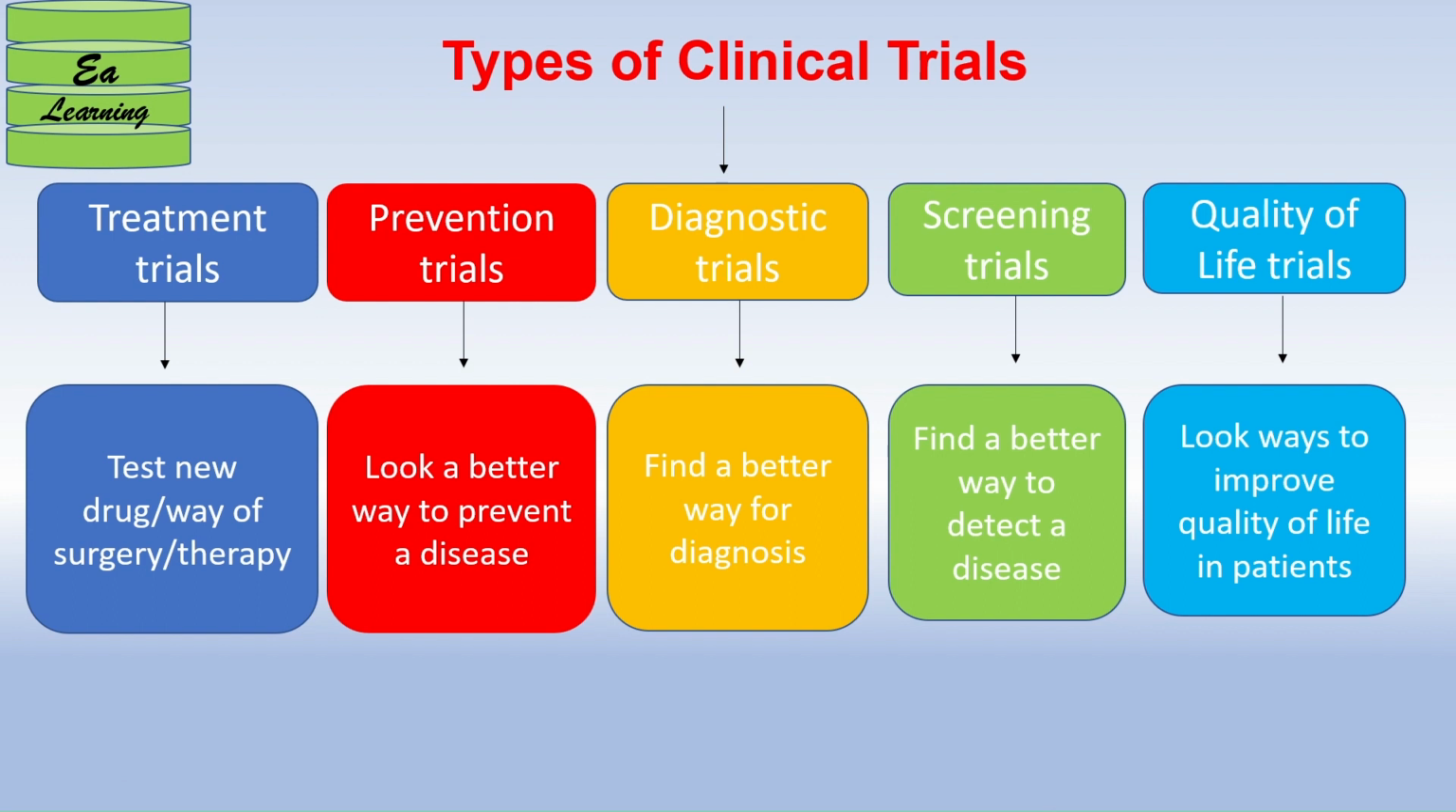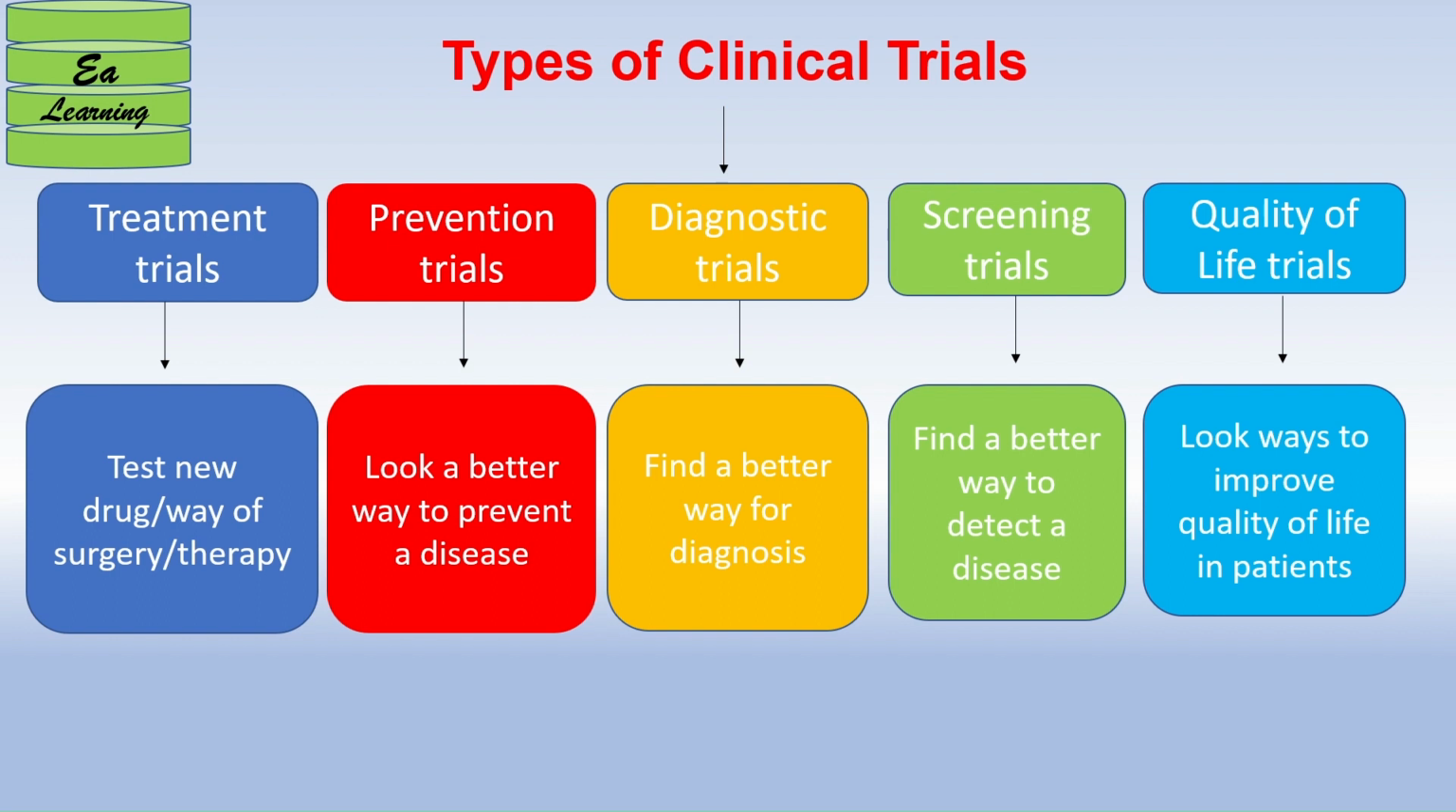The second type of clinical trial is the prevention trial. Prevention trials are to prevent a disease: the disease has not happened, and we are trying to develop some kind of treatment that will eventually prevent the disease from happening. And the third type of clinical trial is a diagnostic trial.